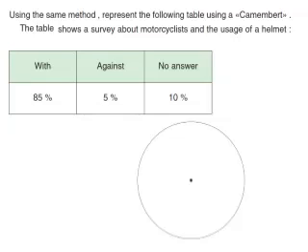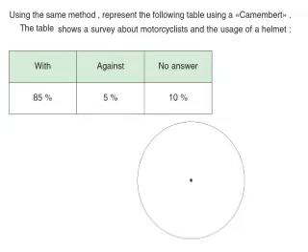Let us make a quick application on this. Using the same method, represent the following table to show a survey about motorcyclists and the usage of a helmet. We asked certain motorcyclists if it's important to use a helmet. 85% said that you have to use a helmet, only 5% are against, and 10% didn't answer. So these percentages I need to represent on a circle diagram.